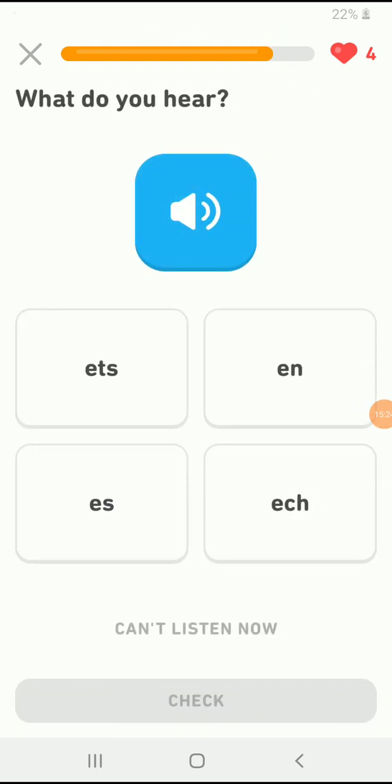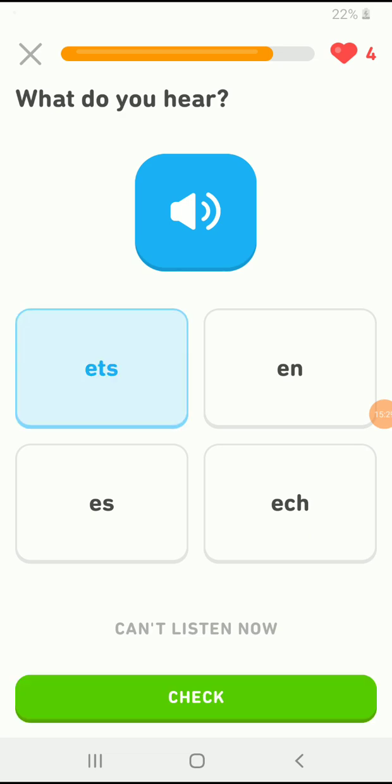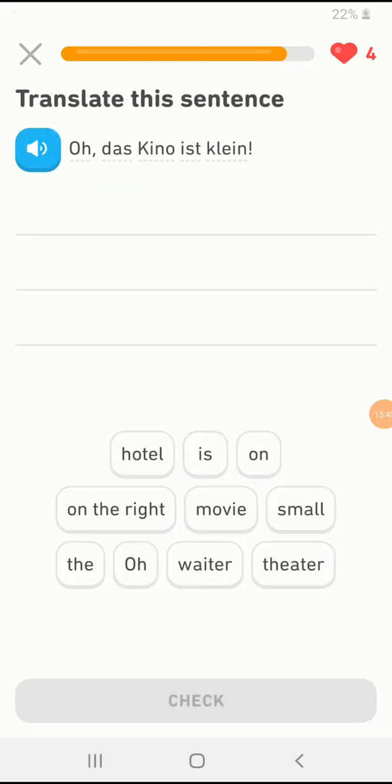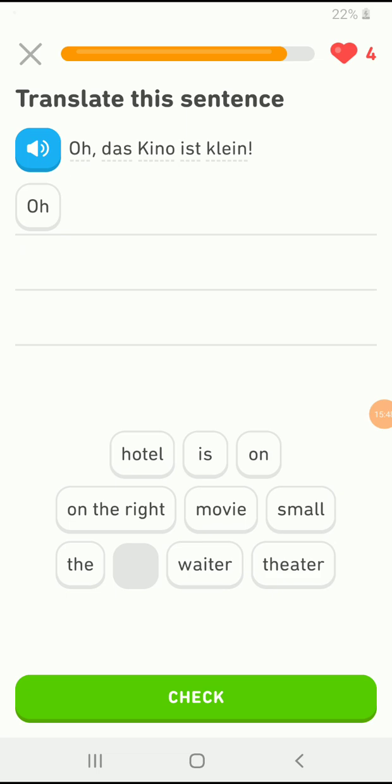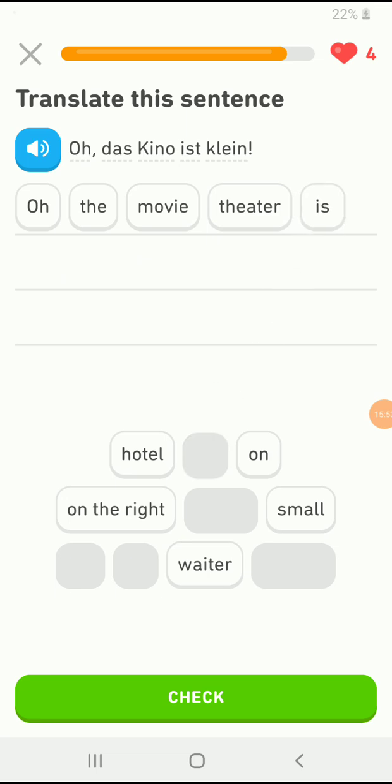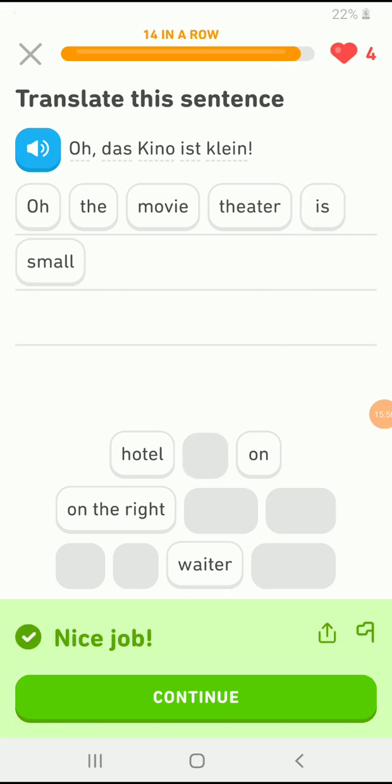We have N, we have S, we have Ich. Ich. That's the one, Ich. Oh, das Kino ist klein. The movie theater is small. Klein means small, not groß. Nein, groß, klein.